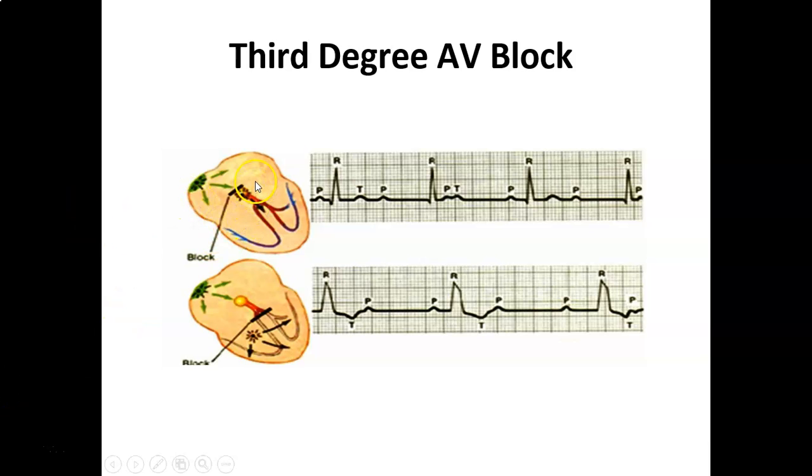If the blockage is high up at the AV junction, you will get narrow QRS complexes in complete heart block. But if the blockage is quite low in the AV junction at the level of the bundle branches, top of the bundle branches, you will get wide QRS complexes. So we can differentiate two varieties of third degree AV block, that is the nodal complete heart block, and the infranodal complete heart block.